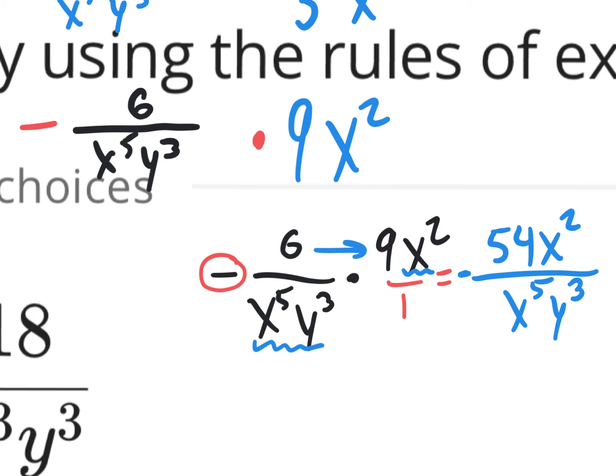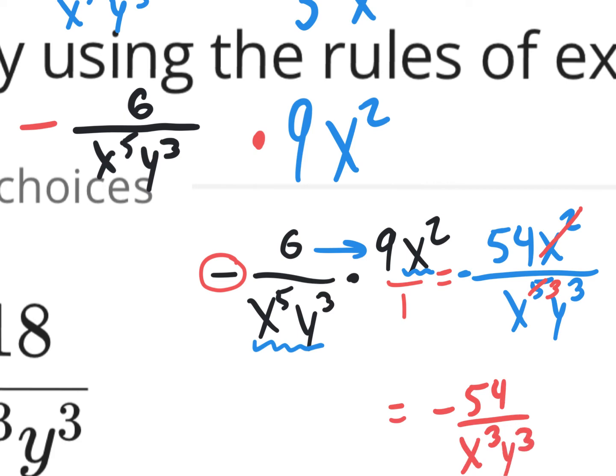Yes, I could cancel the x's. There's 2 x's on top that cancel with 2 of these 5. You'll have 3 left over on the bottom. So your final answer is negative 54 over x to the 3rd, y to the 3rd.